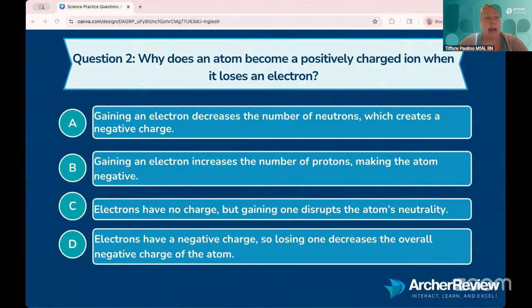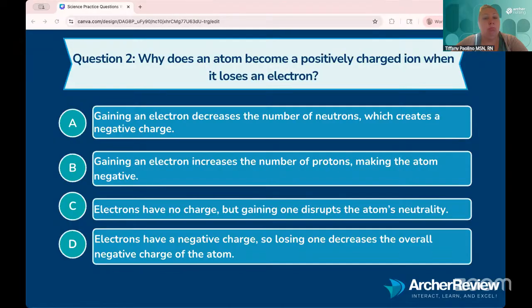Why does an atom become a positively charged ion when it loses an electron? Why does it become a positively charged ion when it loses an electron? So let's explore this a little bit. Remember, electrons have a negative charge. So if they lose one, what happens? It becomes positive, right? Because they lost part of that negative charge.